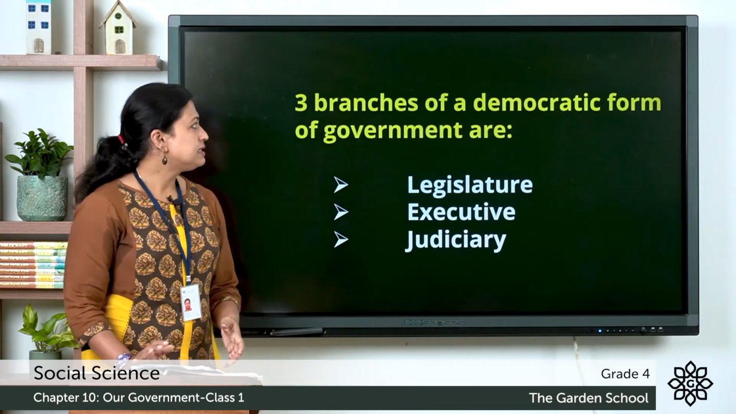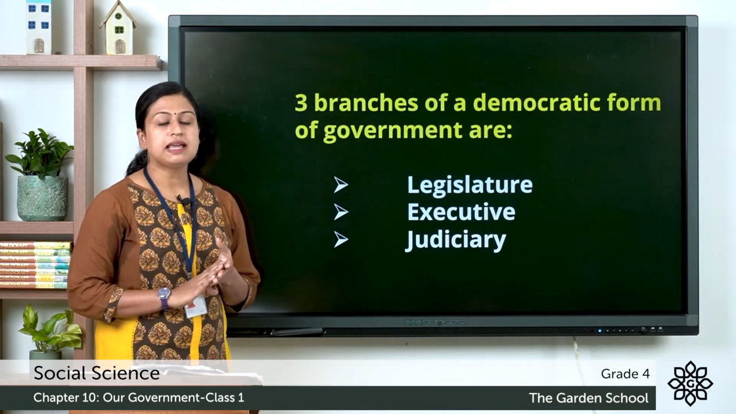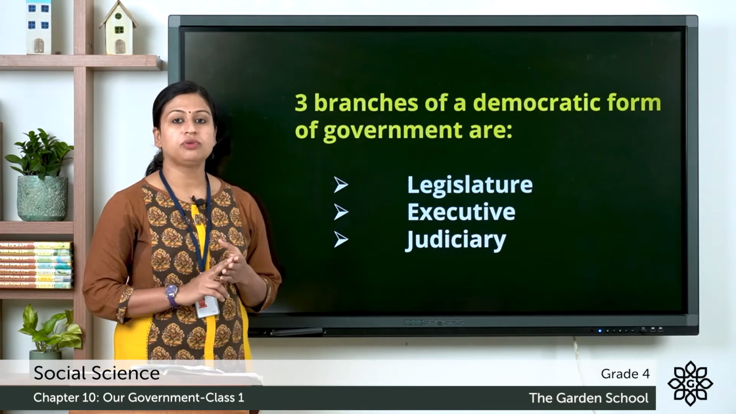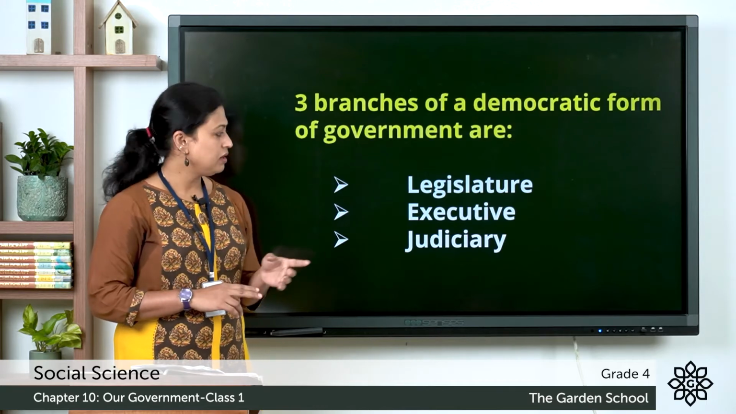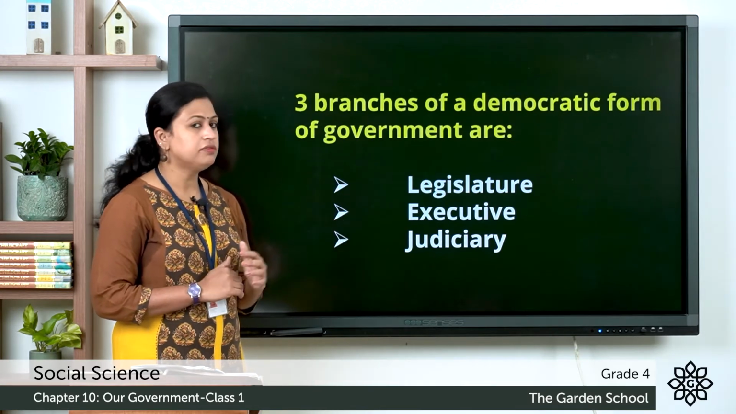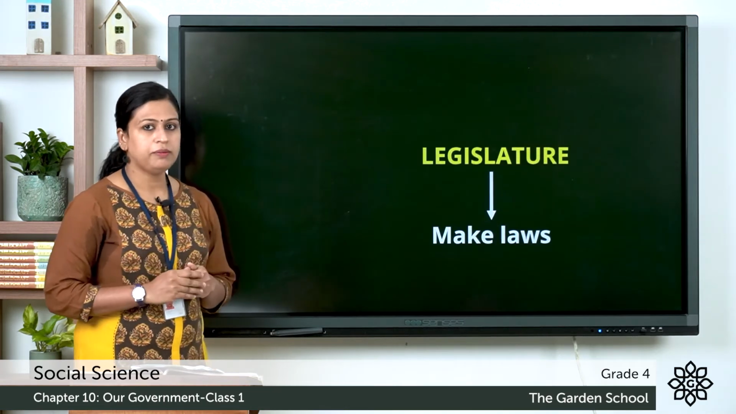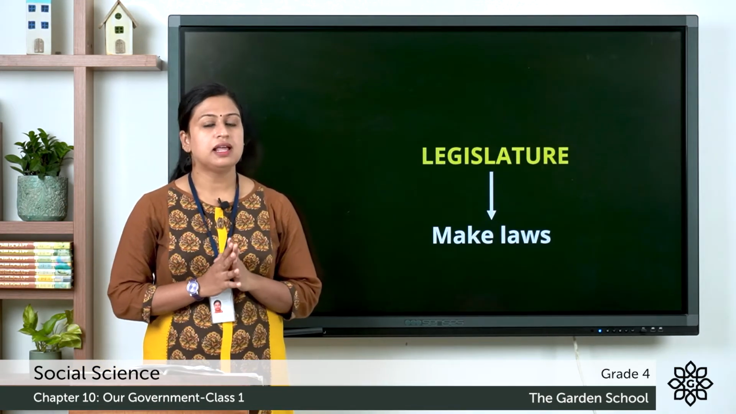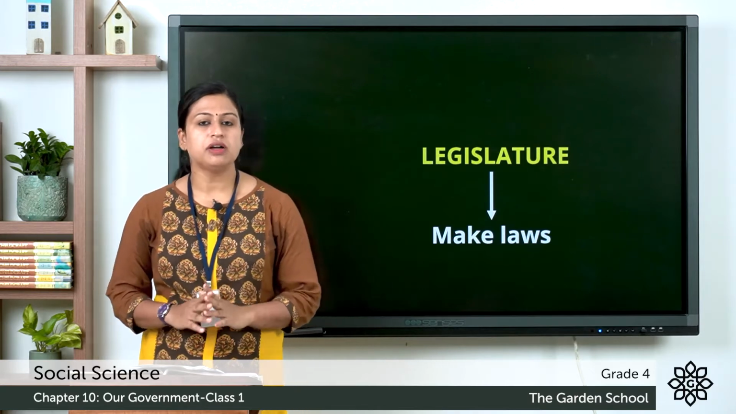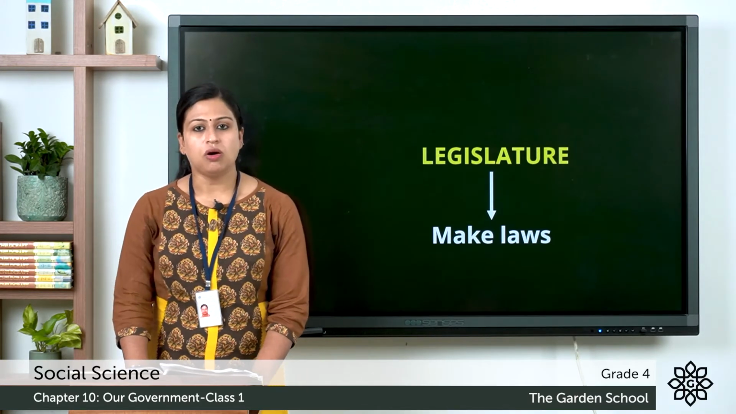Next, we will see that this government has three organs or three branches. They are legislature, executive and judiciary. So, we will discuss them one by one. So, the first organ is legislature. Now, the main function is to make law.